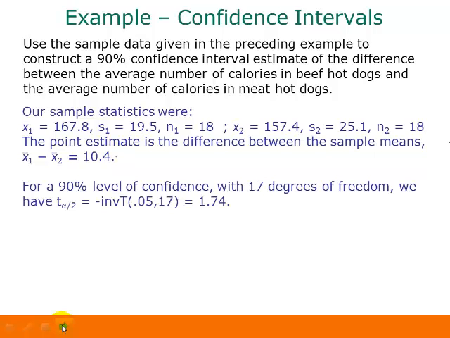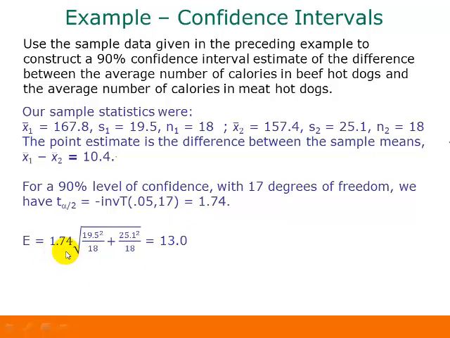Now what we're trying to get is a 90% confidence interval. So for a 90% level of confidence with 17 degrees of freedom, and in this we're using the t-distribution, so we would do inverse t on our calculator. We have 0.05 because again we find the alpha, which would be 10% or 0.10, and divide it by 2. Our degrees of freedom is 17. That gives us a critical value of 1.74. And again, on your calculator, this will come out to be a negative number, and you just take off the negative.